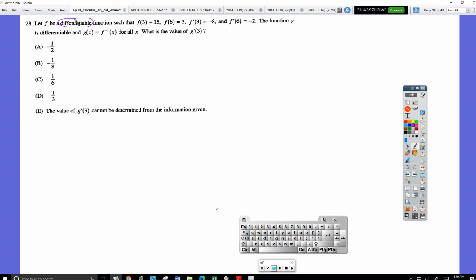Now they give some values of F and F prime. Okay, again, I'm reading and I'm writing. I have no idea why that's helpful, so I do not pause at all. I don't sit there and try to think, what do those numbers mean? They're just numbers. I keep reading to see why they gave them to me.